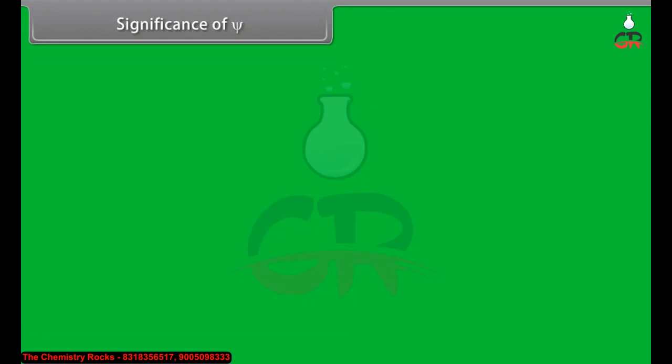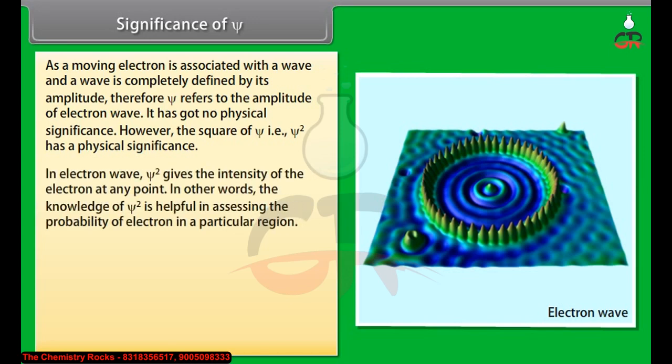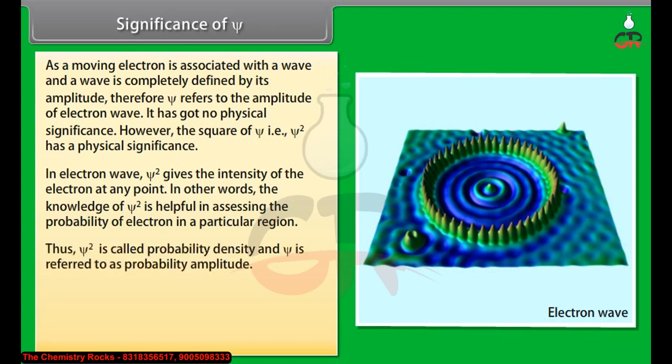Significance of Ψ. As a moving electron is associated with a wave, and a wave is completely defined by its amplitude, Ψ refers to the amplitude of the electron wave. It has no physical significance. However, the square of Ψ, that is Ψ², has a physical significance. In the electron wave, Ψ² gives the intensity of the electron at any point. In other words, knowledge of Ψ² is helpful in assessing the probability of finding the electron in a particular region. Thus, Ψ² is called probability density and Ψ is referred to as probability amplitude.